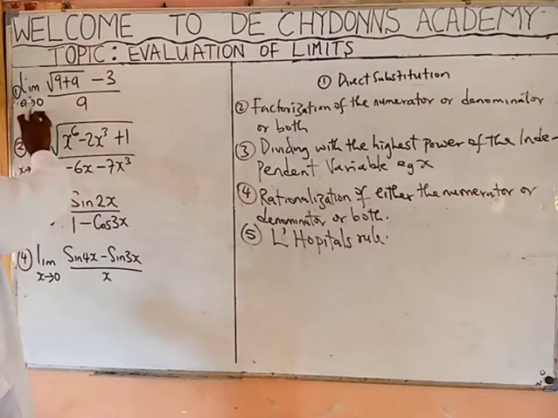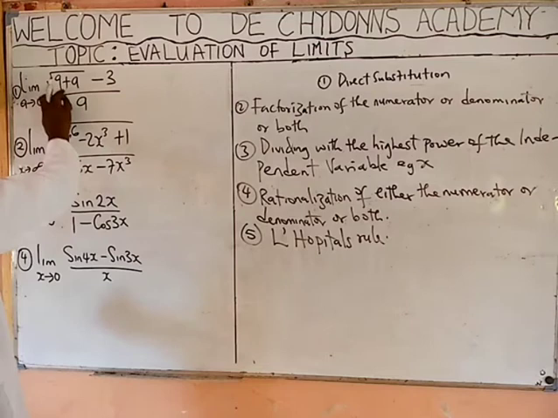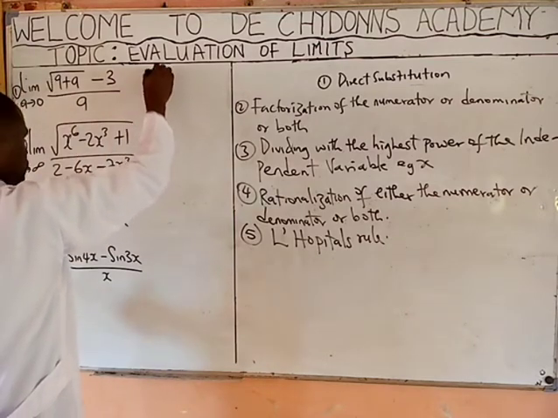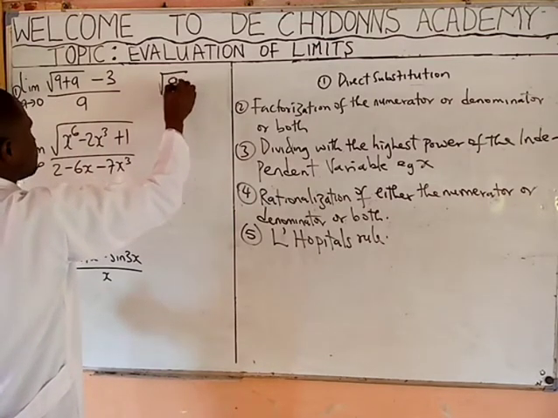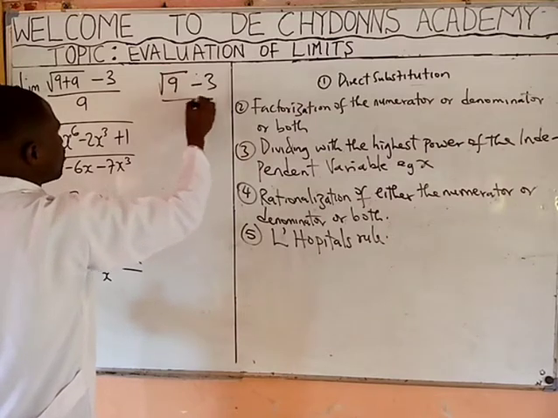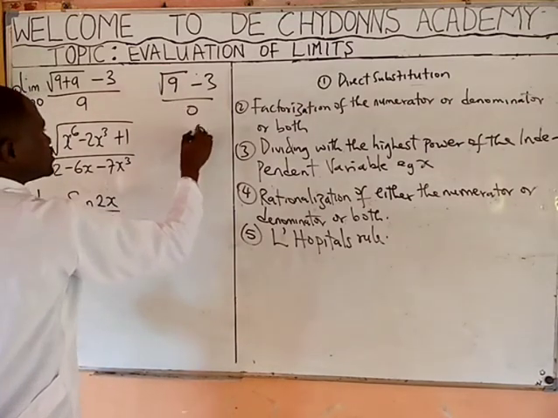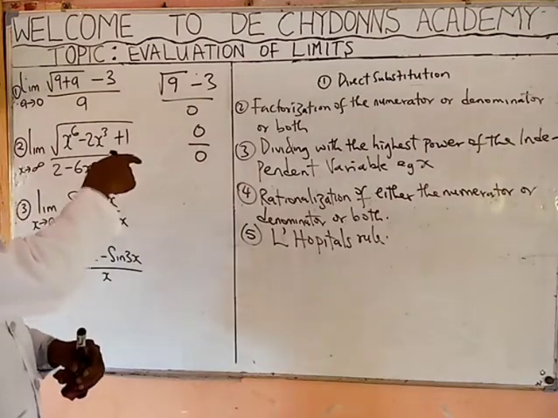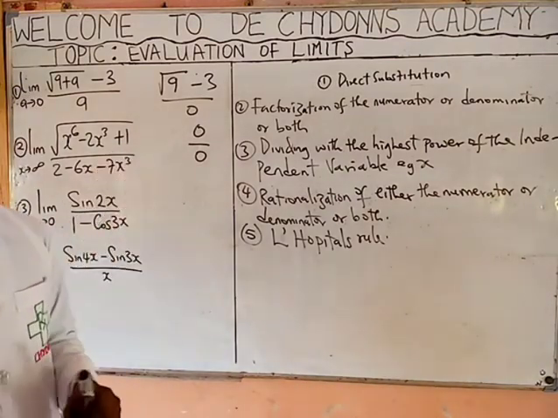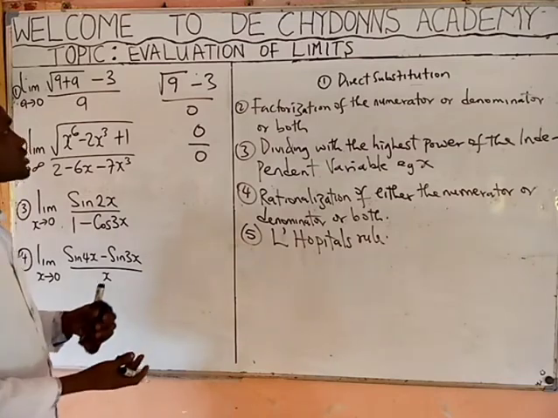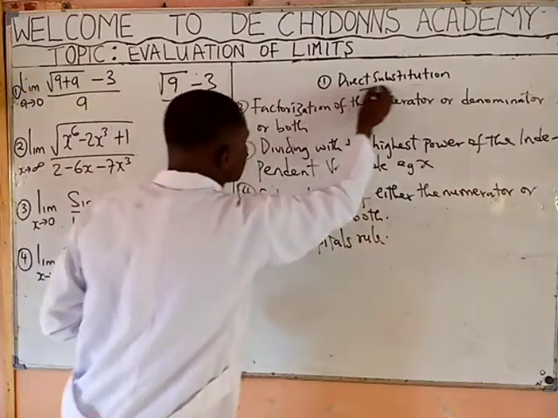Take a equal to 0 and put it here. 9 plus 0 will give you 9, minus 3, all over 0. Square root of 9 is 3. 3 minus 3 is 0, over 0. You see, it gives us indeterminate or undefined. That means we cannot use direct substitution.